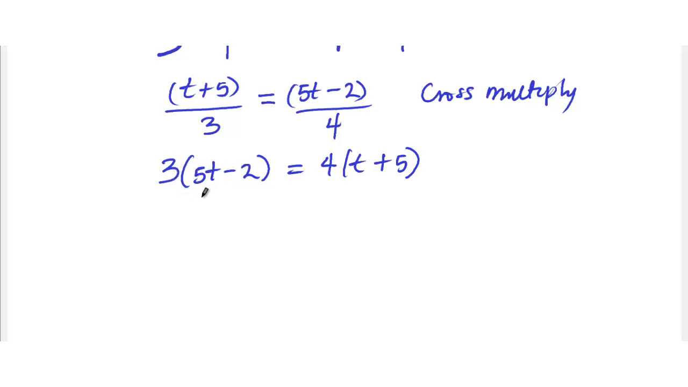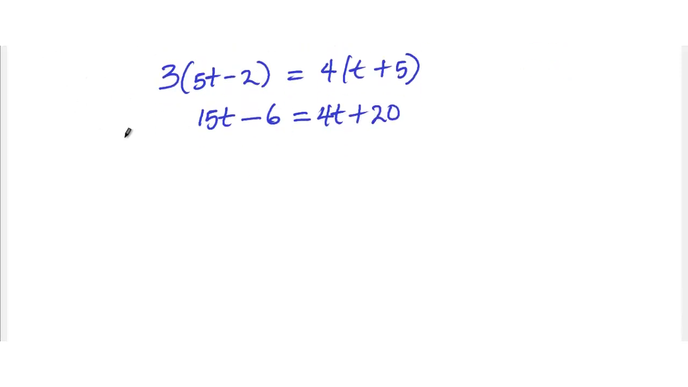3 times 5t, that will give me 15t. Then 3 times minus 2, that is what? Minus 6, will now be equal to 4 times t, that is 4t. Then 4 times 5, that is what? 20. Okay, so all we do now is collect like terms.